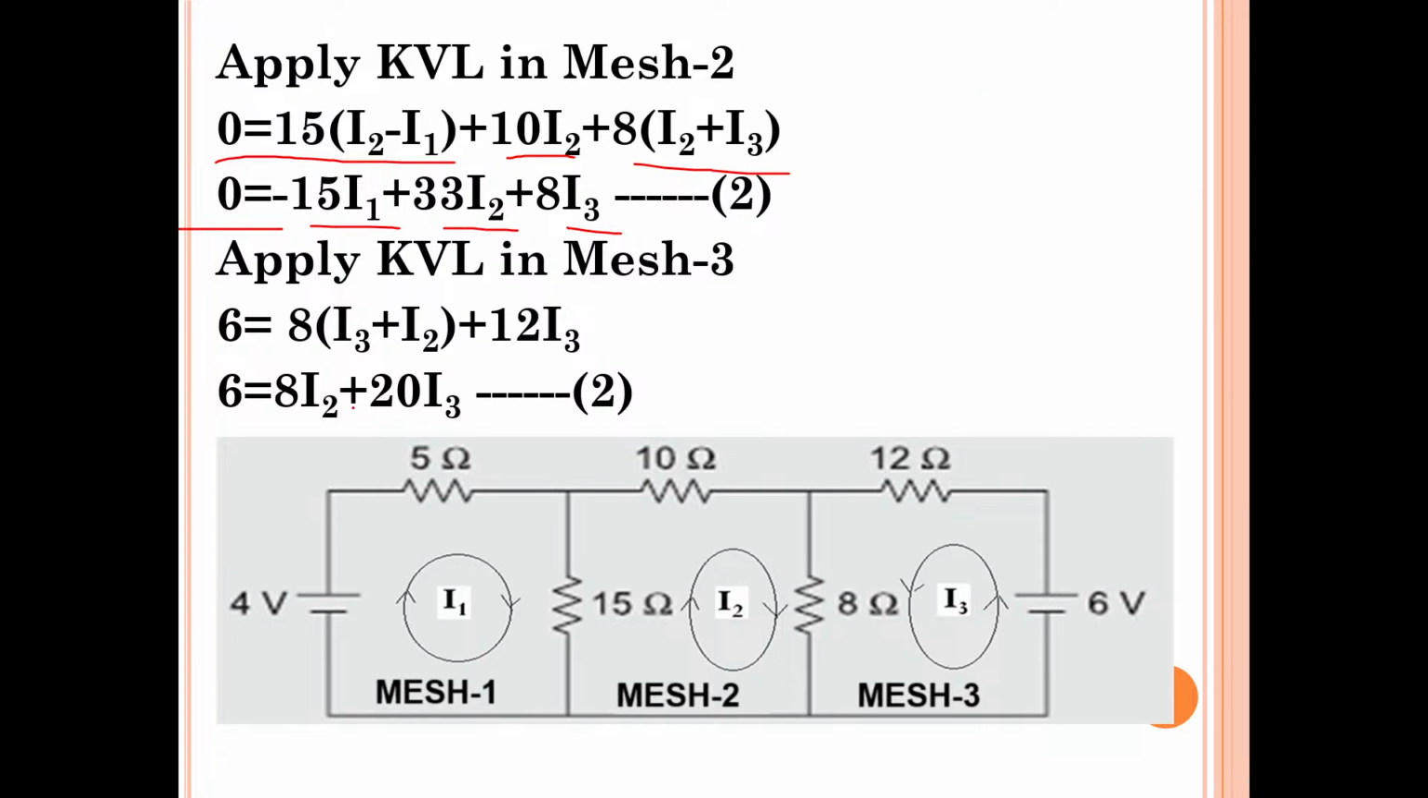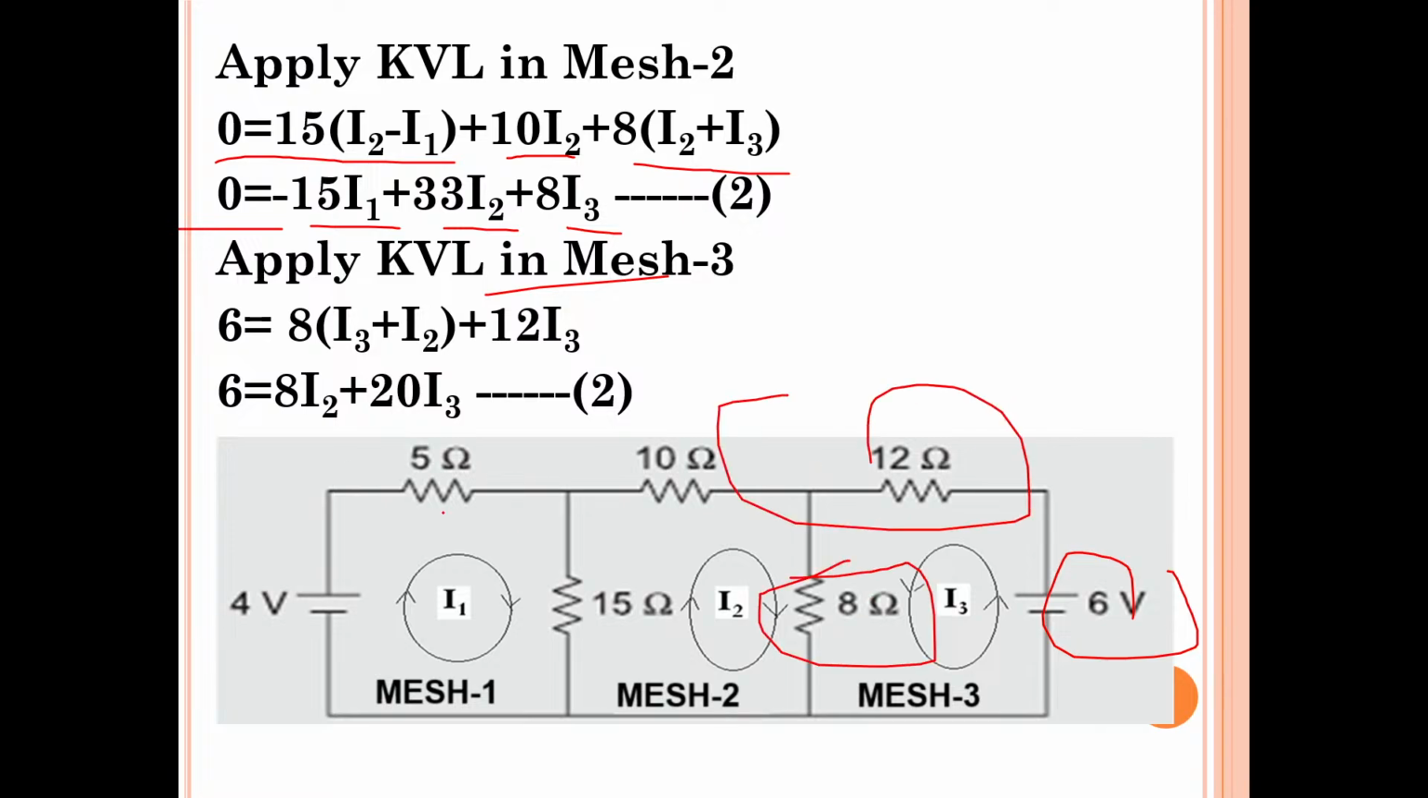Similarly, consider mesh 3. Apply KVL in mesh 3. In mesh 3, you can see there is a voltage source, a 12 ohms resistor and an 8 ohms resistor. Total 3 elements are there. So algebraic sum of source voltage: only one source is there, 6, is equal to 8 into what?